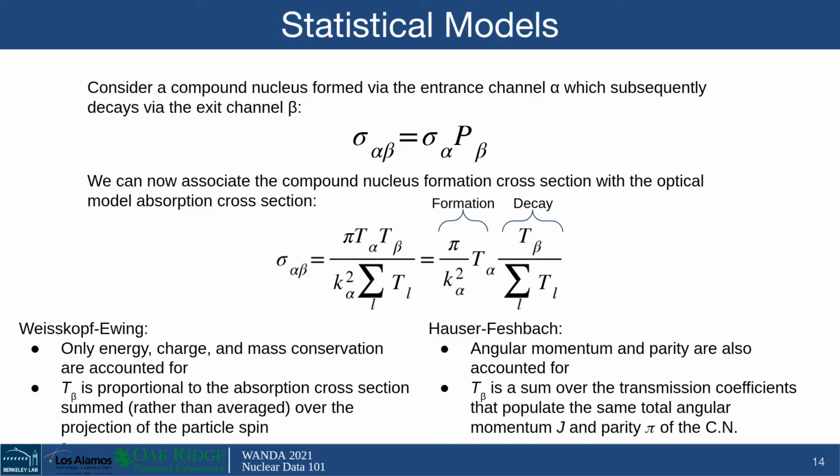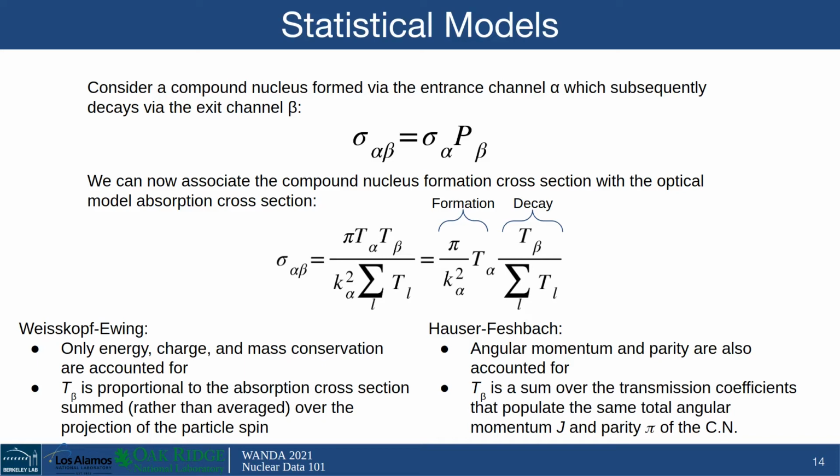In Weisskopf-Ewing theory, only energy, charge, and mass conservation are accounted for. As a result, the transmission coefficients for the decay factor are proportional to the absorption cross-section summed over the projection of the particle spin. In Hauser-Feshbach theory, angular momentum and parity are also accounted for. As a result, Hauser-Feshbach transmission coefficients are a sum over all transmission coefficients for the exit channel that populate the same total spin and parity of the compound nucleus.